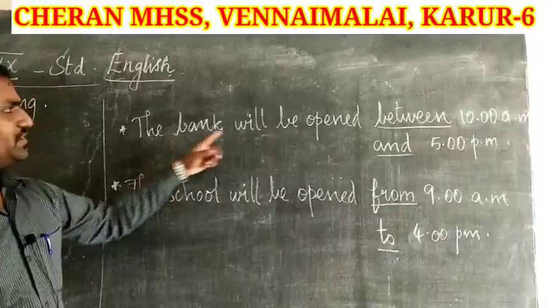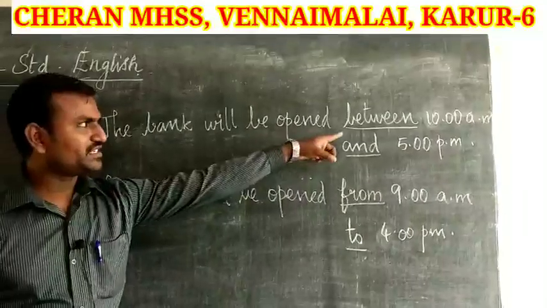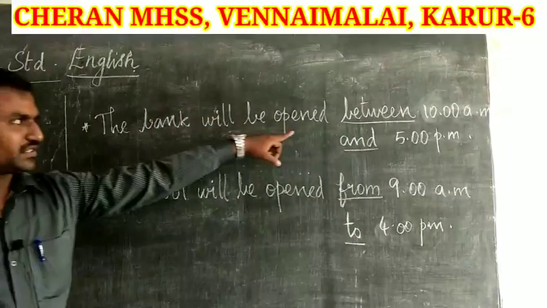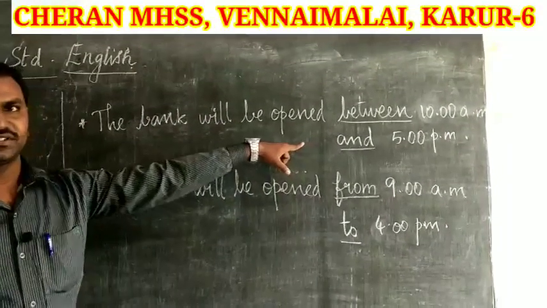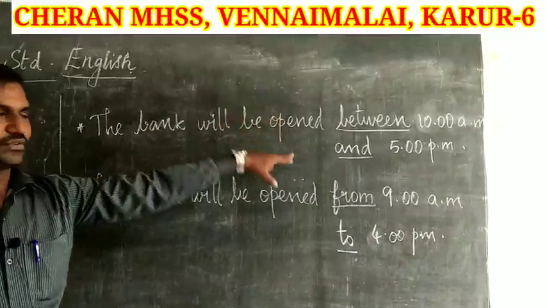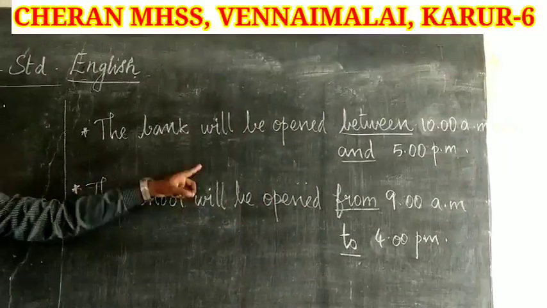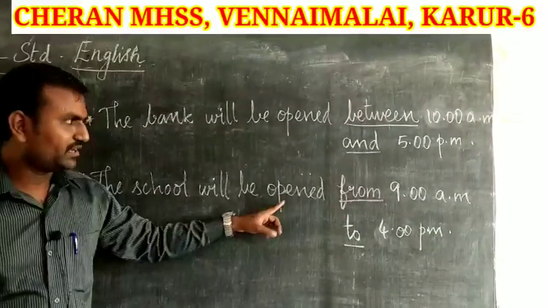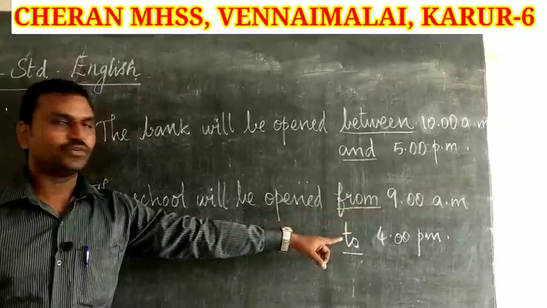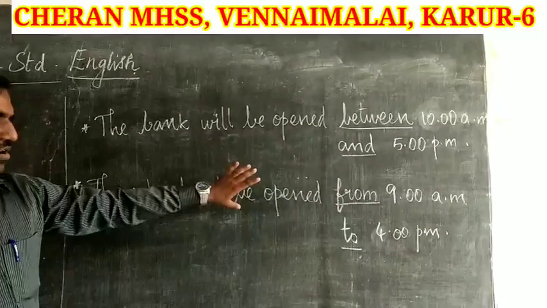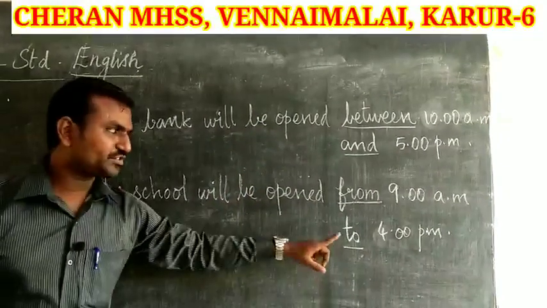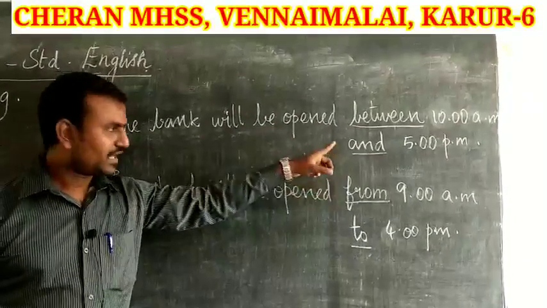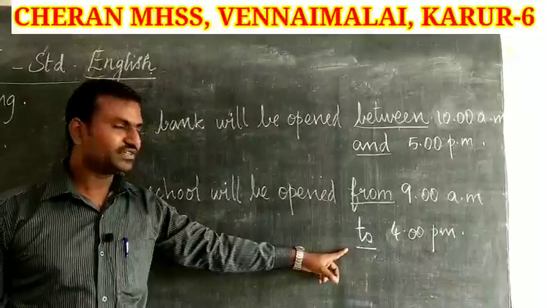The bank will be opened between 10 a.m. and 5 p.m. Here when we use between, we have to use and. Along with between, we have to use and. Remember, the school will be opened from 9 a.m. to 4 p.m. Along with from, we have to use to. So along with between, we have to use and. Along with from, we have to use to.